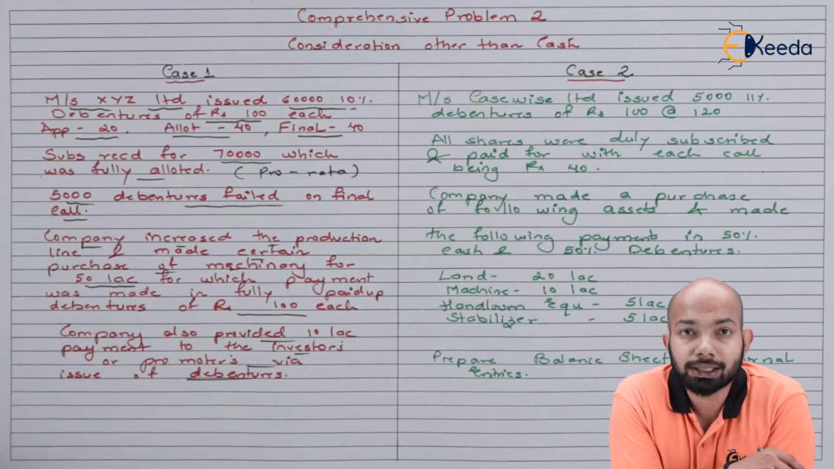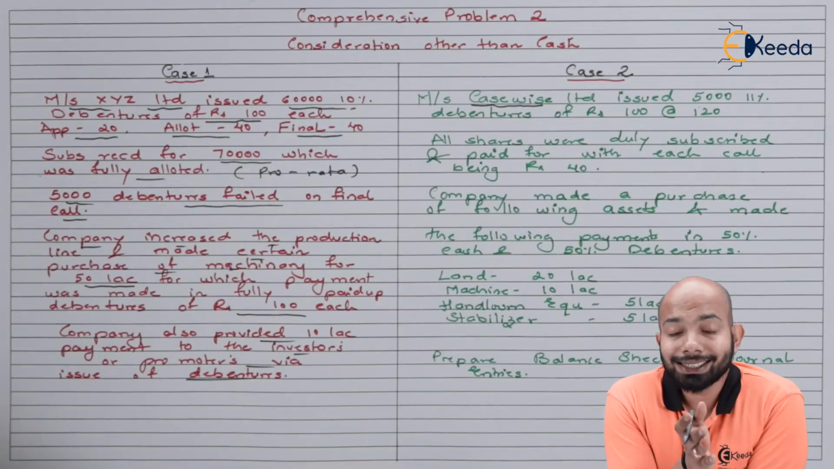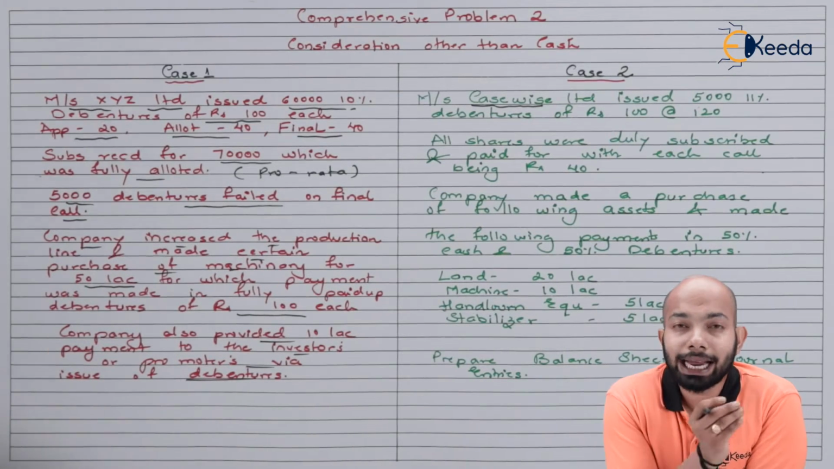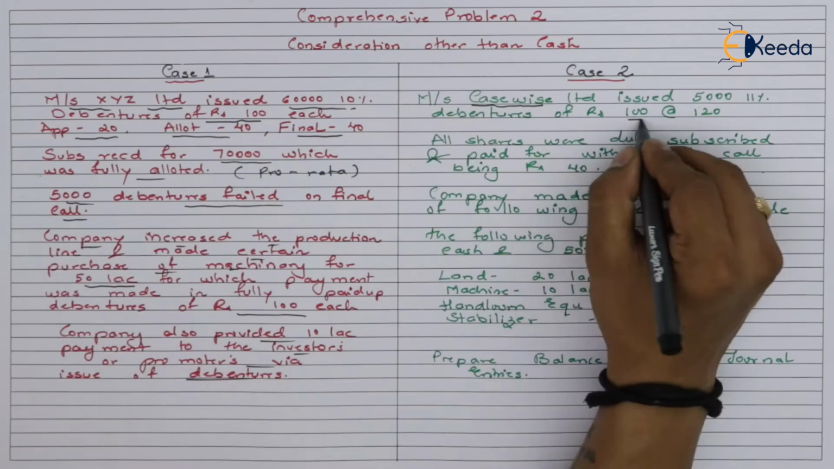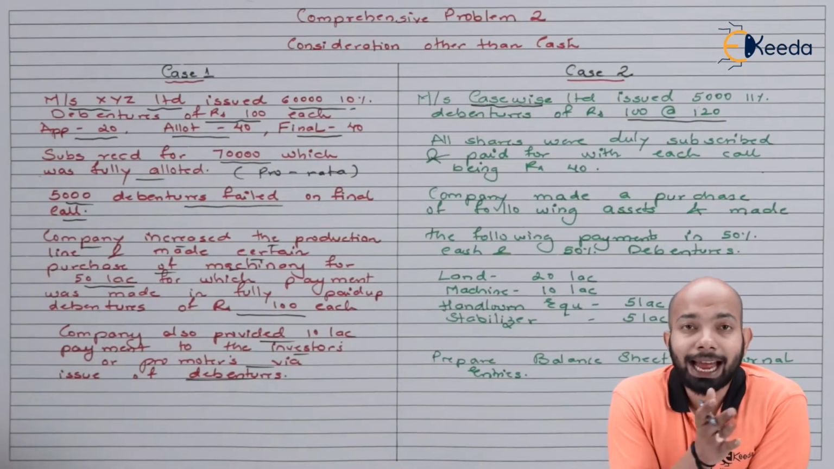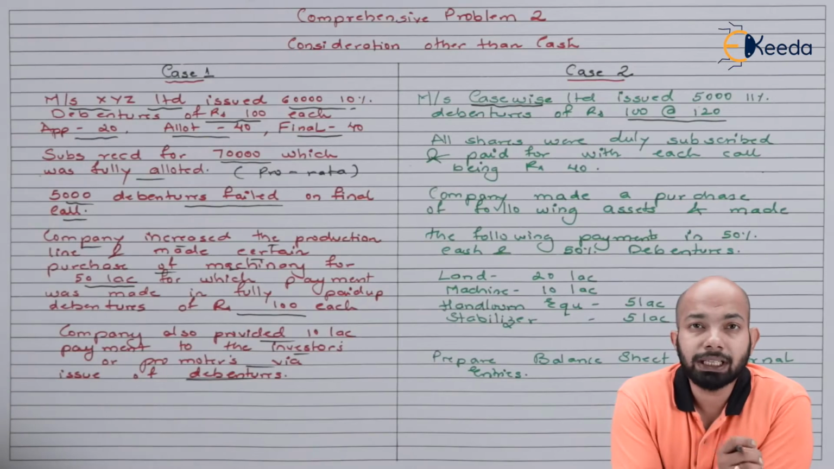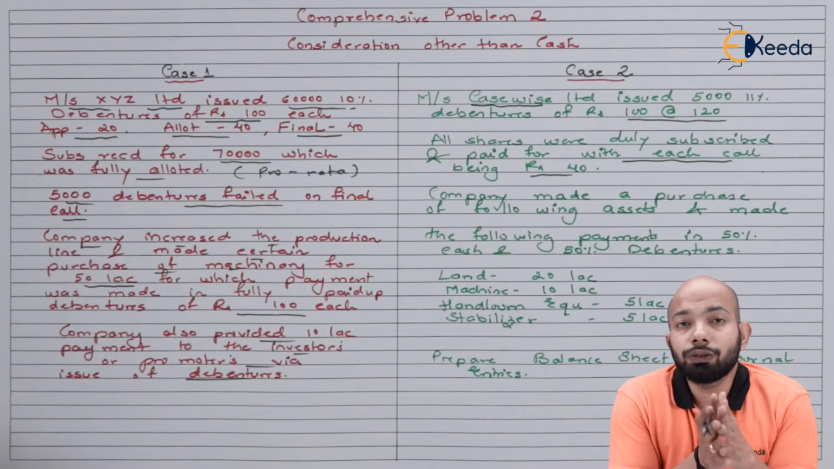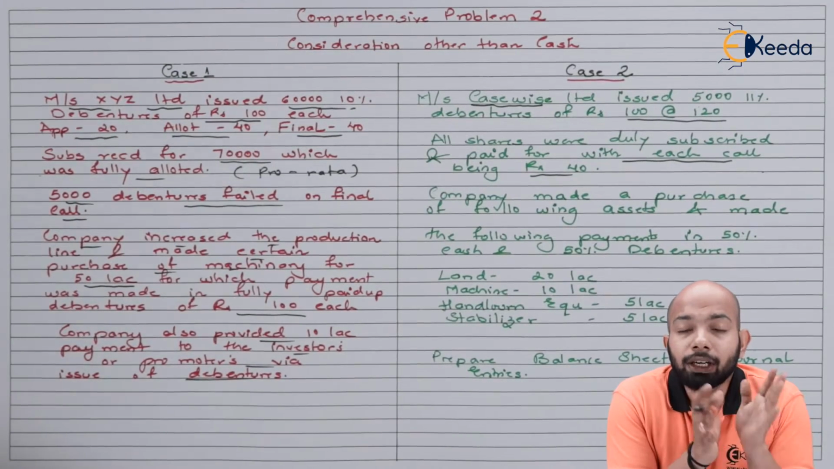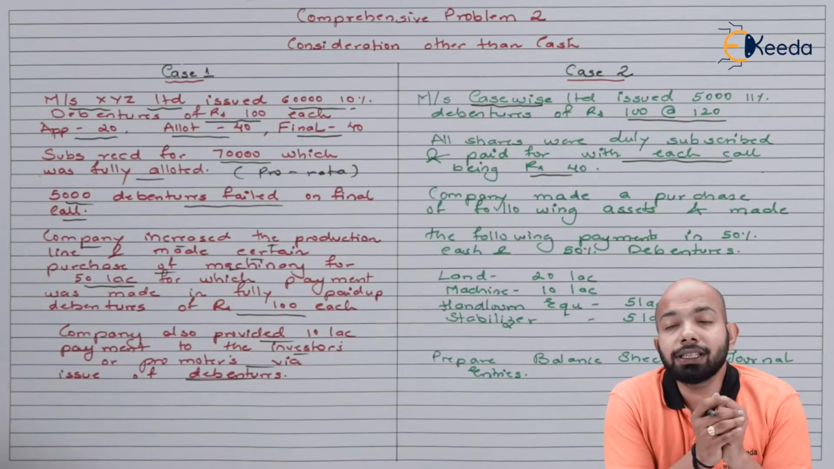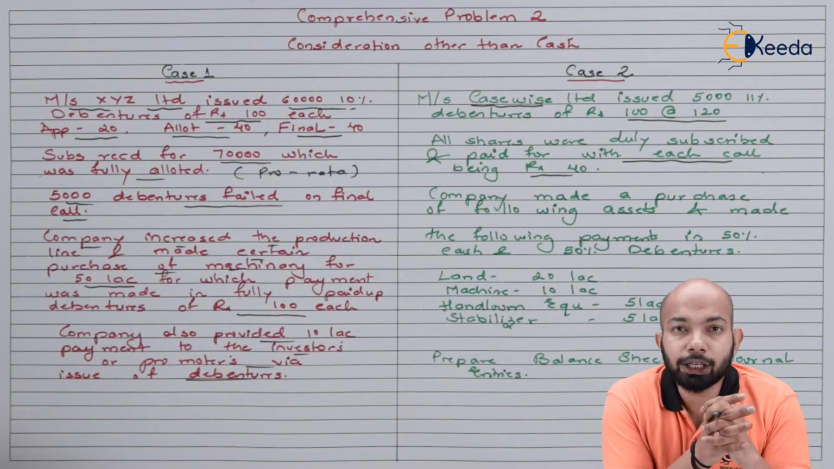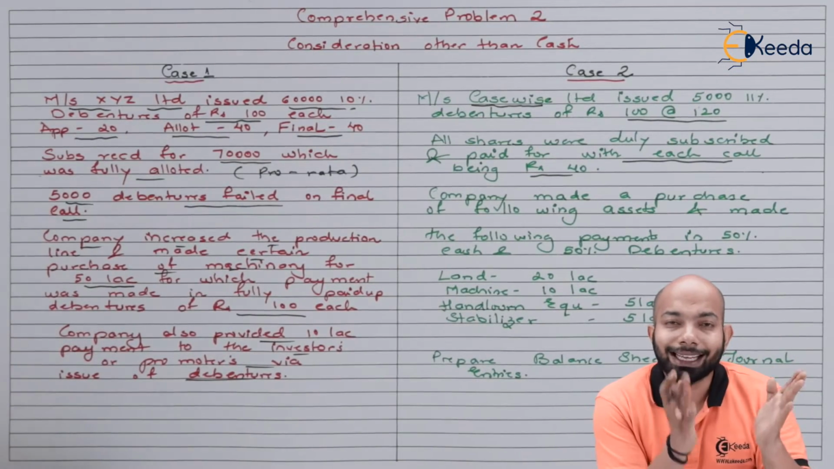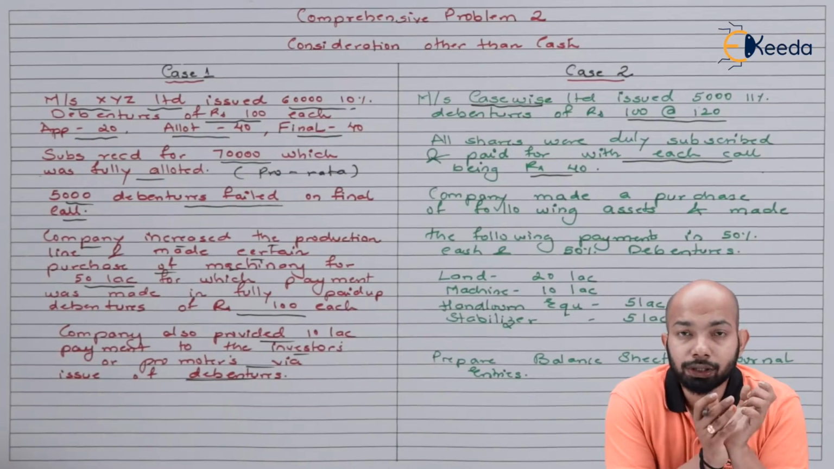Let's move on to case 2 details now. Messrs Case-wise Limited issued 5,000 11% debentures of rupees 100 at 120. That means there is a premium here. All these debentures were duly subscribed and paid for, and each call was for rupees 40 each. Now, the company purchased certain assets and the payment was made 50% in cash and 50% in debentures. That means whatever assets they have purchased, the total has been paid 50% in cash and 50% in debentures.